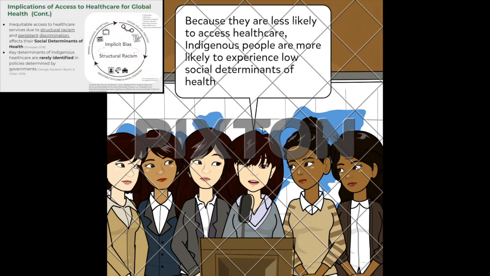Because they are less likely to access healthcare, DeJoy in 2018 noted that Indigenous Africans, just like Indigenous people in Canada, are more likely to experience low social determinants of health. For example, they are less likely to access social services, which are designed by non-Indigenous governments for Indigenous people, are more at risk of being poorly educated due to chronic health issues, and are at a higher risk for poverty due to the forced migration limiting their access to the traditional economy.